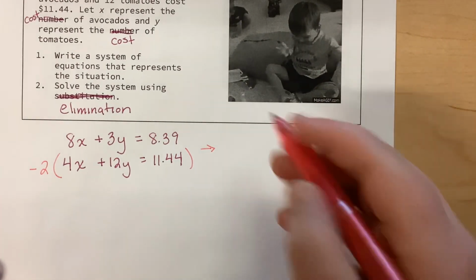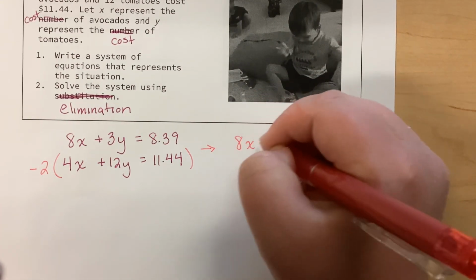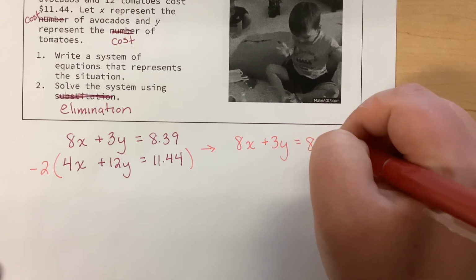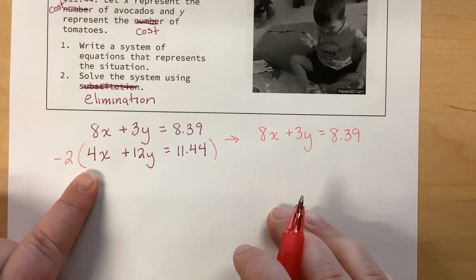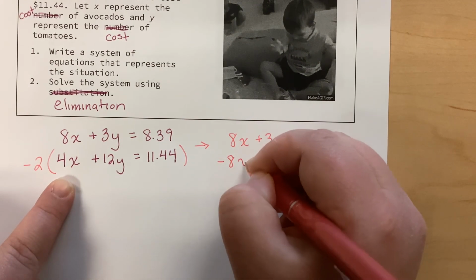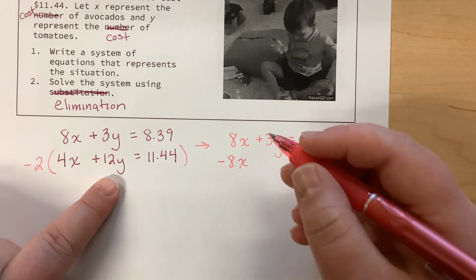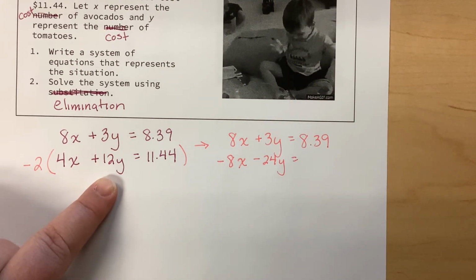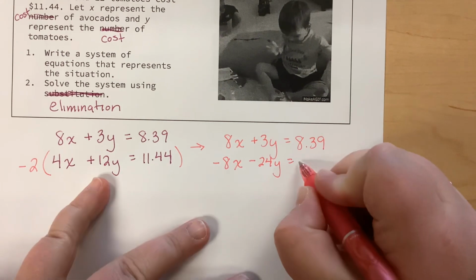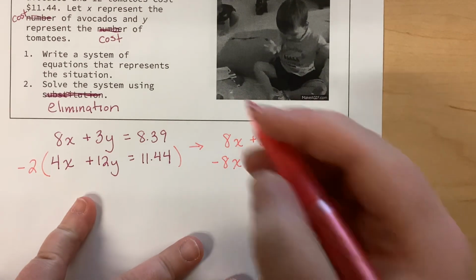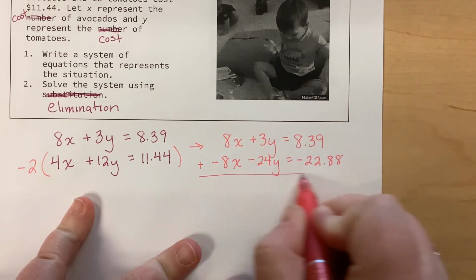All right, so I'm going to rewrite the top equation: 8X plus 3Y equals 8.39. And then when I multiply, negative 2 times 4X is negative 8X. Negative 2 times 12Y is negative 24Y. And 11.44 times negative 2 is going to give me negative 22.88. Okay, now I'm going to add the two equations together.